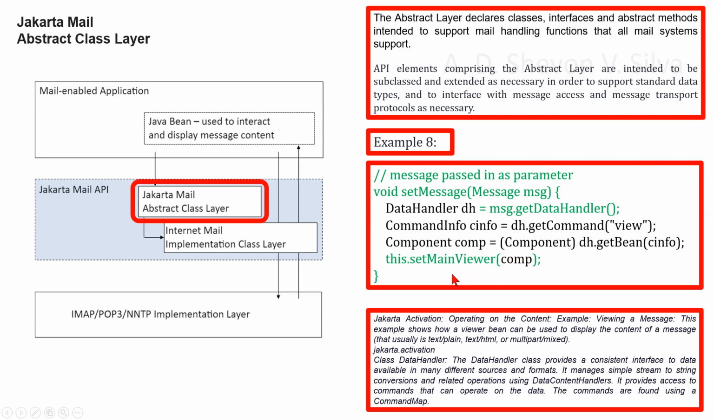For example, this example shows how a viewer bean can be used to display the content of a message that is usually plain text, HTML or multipart mixed. Perform error checking to ensure that a valid component is created. A message is passed in as a parameter.